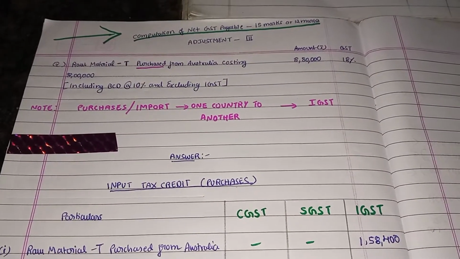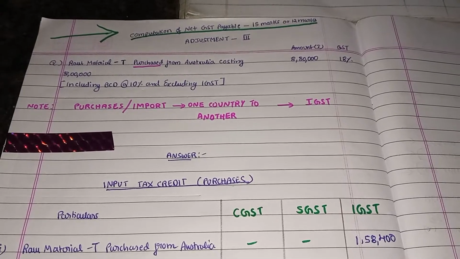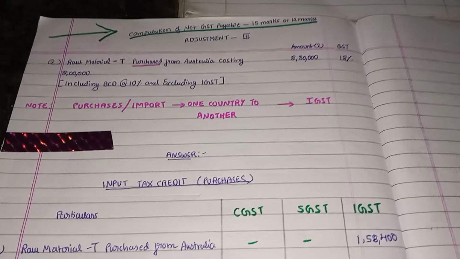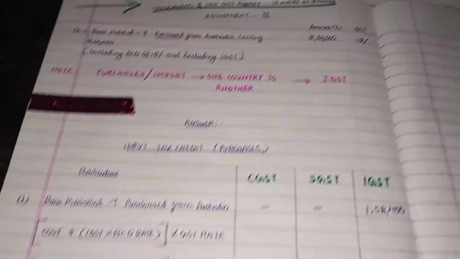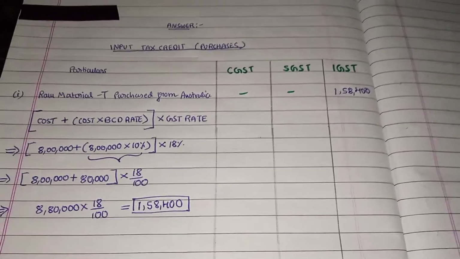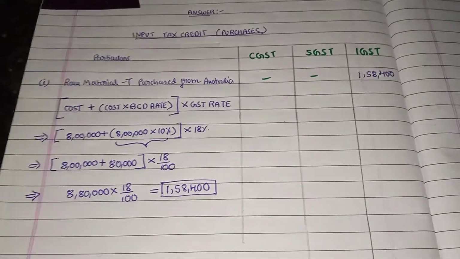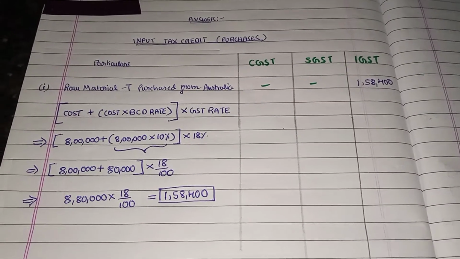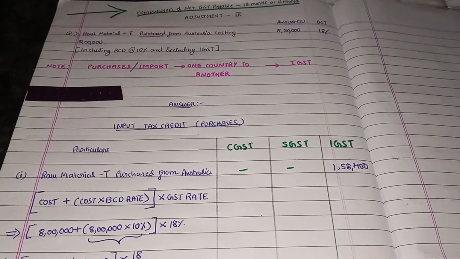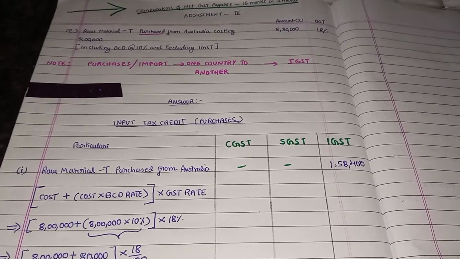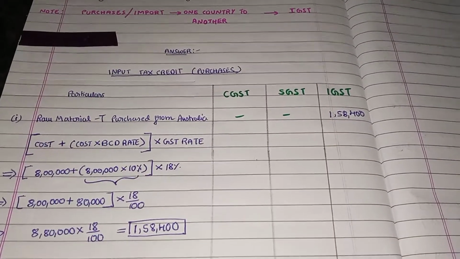Note, with respect to the question, when they are making purchases or imports, the transaction is from one country to another, that is IGST. So the solution is under the input tax credit heading, purchases. Under particulars, put the question: raw material tea purchased from Australia. Since, as I said in the note, it is one country to another country, the transaction will be part of IGST. So SGST and CGST is nil here.